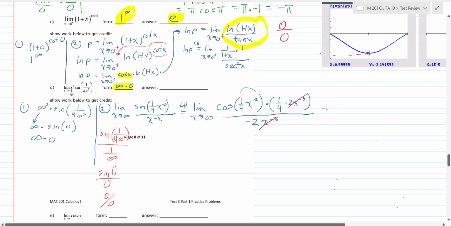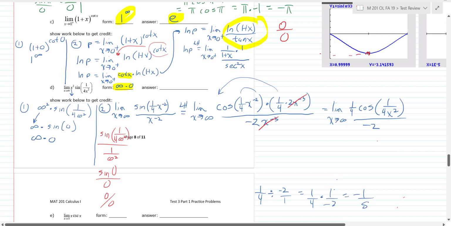So let's work with what we're left with here. We have the limit as x goes to infinity. Now, we have a 1/4. I could bring that in front of the cosine if I wanted to. So I have cosine of 1 over 4x squared. Then I've got this negative 2. So the idea now is you just need to simplify this. When you're thinking about how this arithmetic goes, you have 1/4 and you're dividing by negative 2. So that is 1/4 times 1 over negative 2. So really that's negative 1/8. So you're going to have the limit as x goes to infinity, and you can just write down that negative 1/8. You can even pull that out of the limit if you want to.